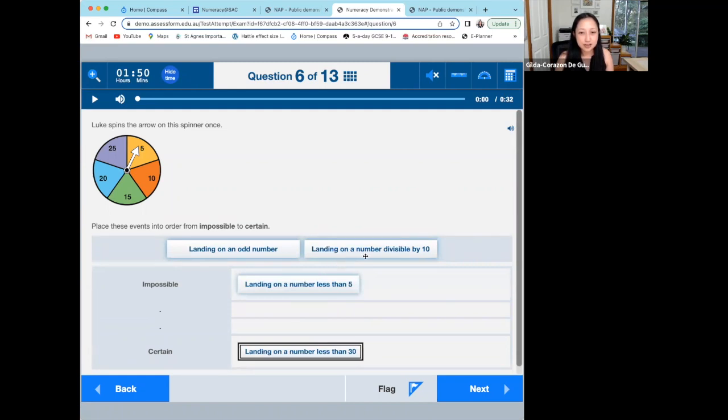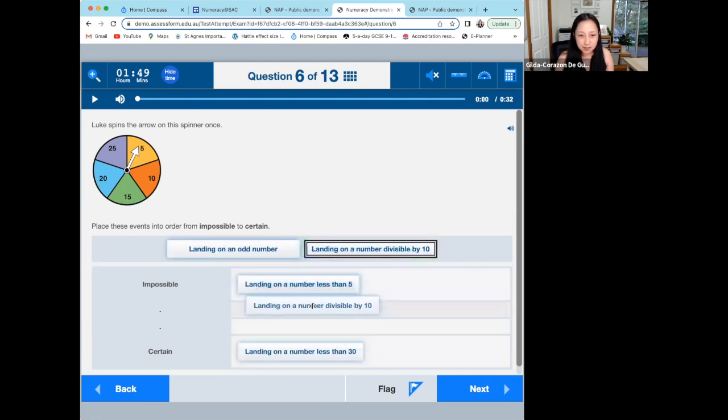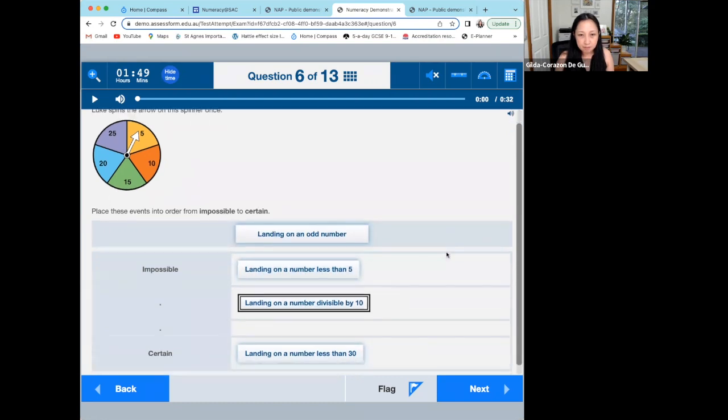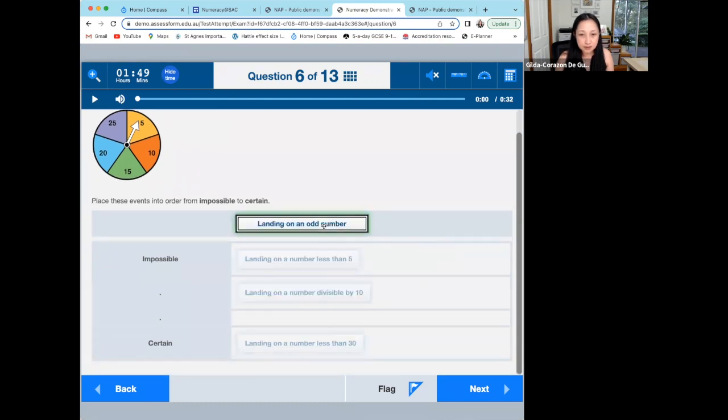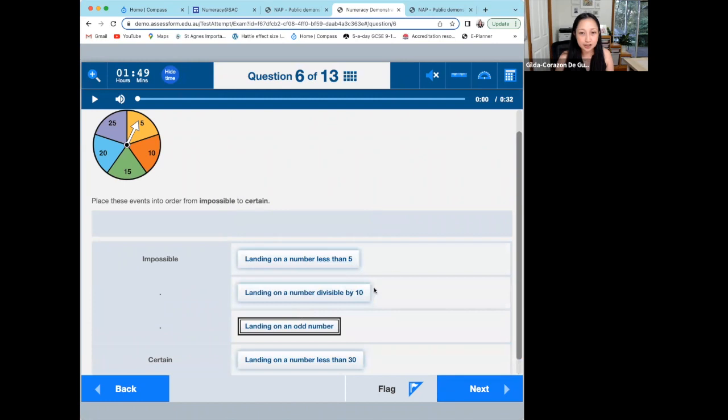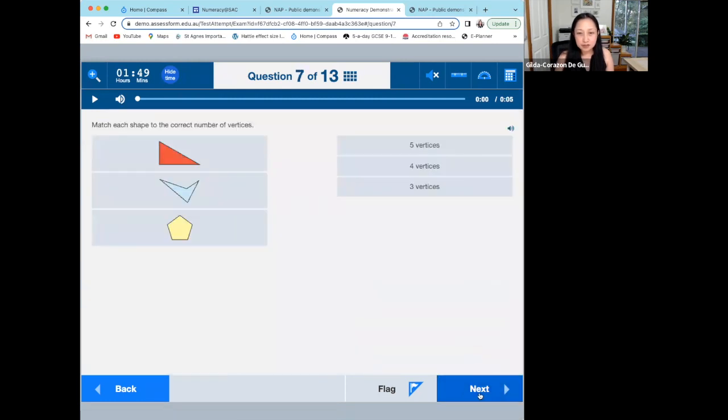It says landing on a number divisible by 10. We've got 10 and 20, so there's only 2 of them, as opposed to those that would be odd numbers, which are 3 of them, and therefore divisible by 10 would be less probable than landing on an odd number. Okay, so let's move on to the next.